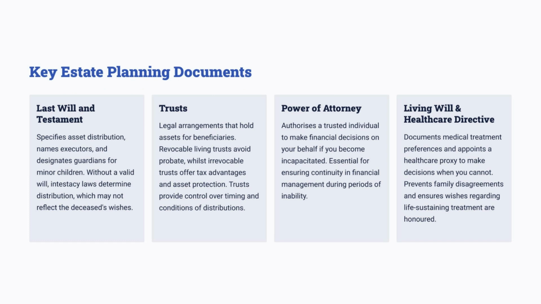Key estate planning documents include the last will and testament, which specifies asset distribution and guardianship. Trusts such as revocable living trusts avoid probate, while irrevocable trusts offer tax benefits. Power of attorney ensures financial decisions are managed if incapacitated. Living wills document medical preferences, preventing family disputes, and ensuring wishes are respected.